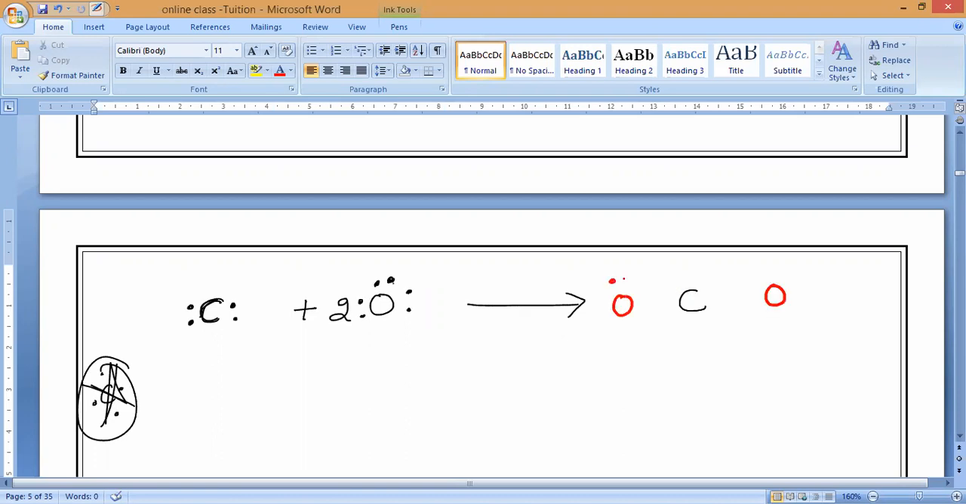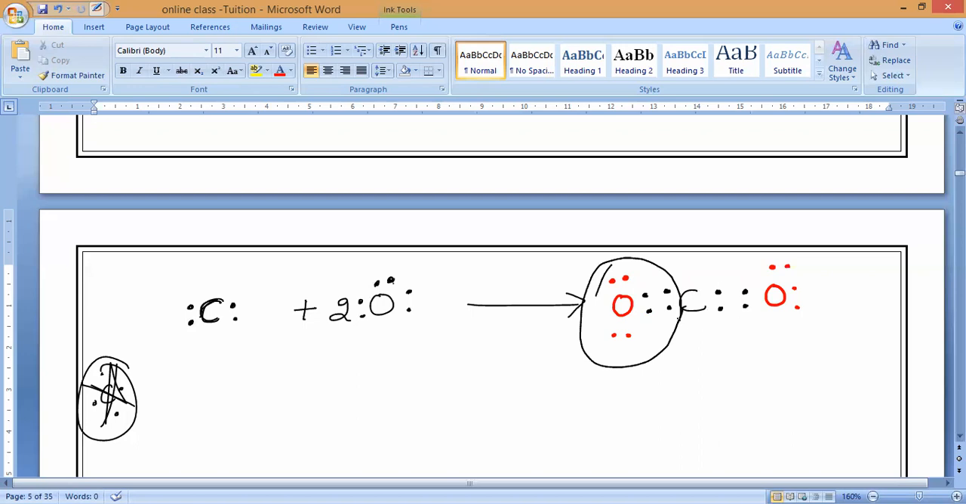In oxygen, 2 pairs are unshared pairs. And in the middle, 2 pairs are shared pairs. Is it okay, guys? Now you can check it. This oxygen feels it is having 8 electrons. This carbon will feel what? Carbon feels it is having 8 electrons.